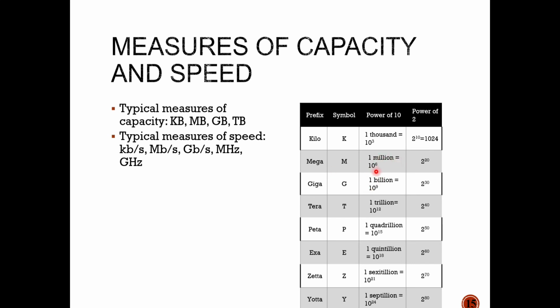Mega is the same thing. In a power of 10 it is 10 to the 6, but in powers of 2, it's 2 to the 20. Giga is 2 to the 30. Tera is 2 to the 40. We don't really need any of these. And typical measures of speed are kilobytes per second, megabytes per second, gigabytes per second, megahertz, and gigahertz.